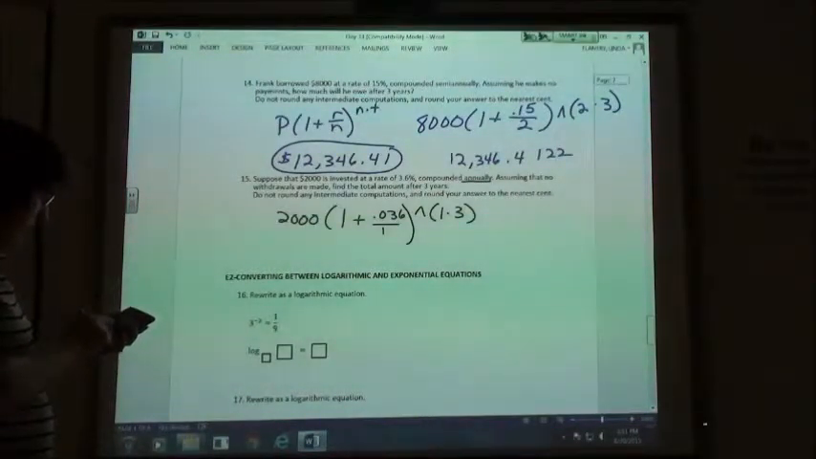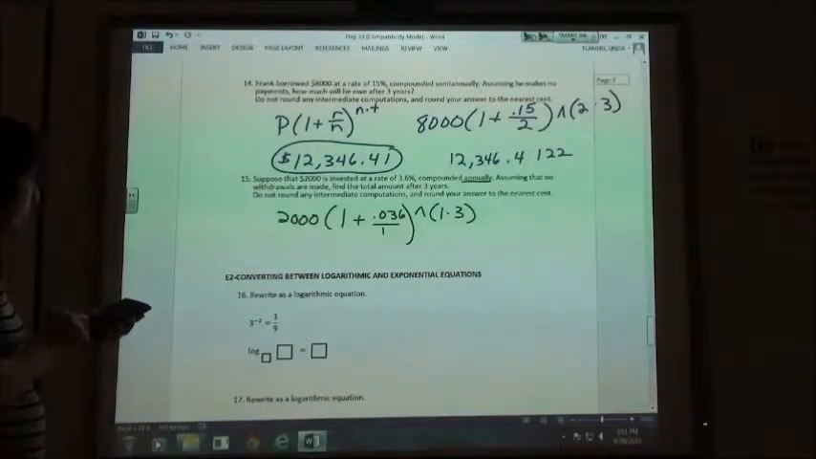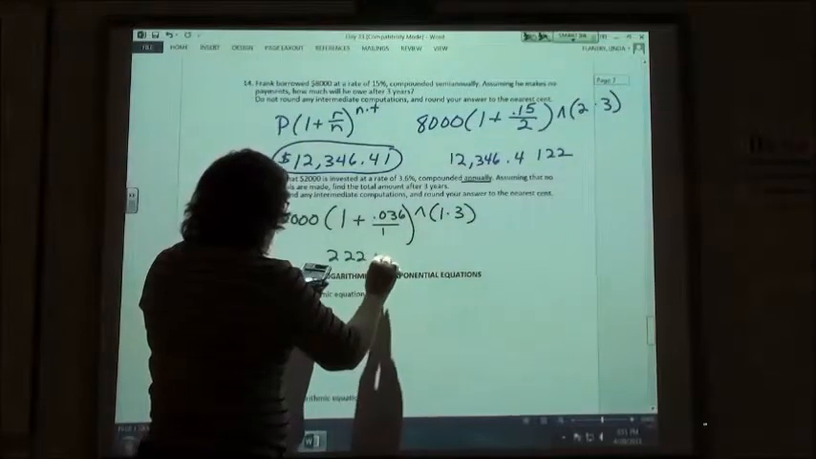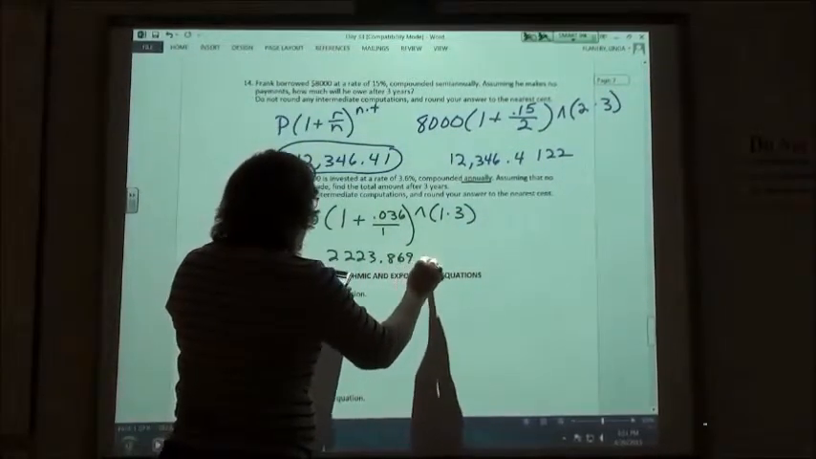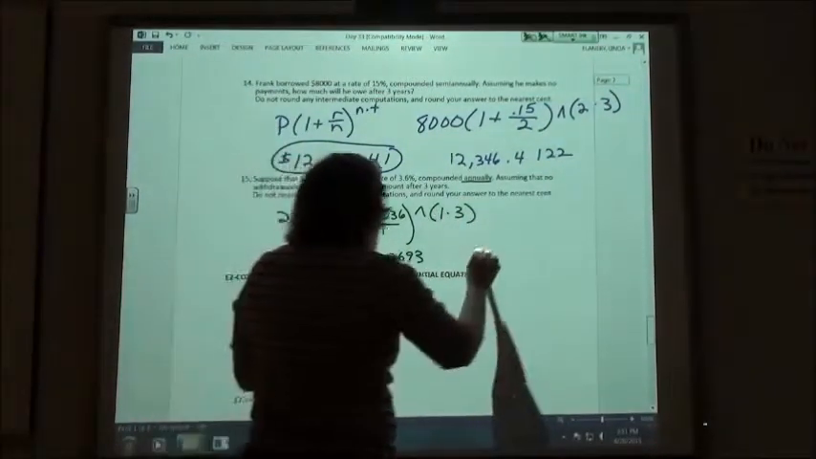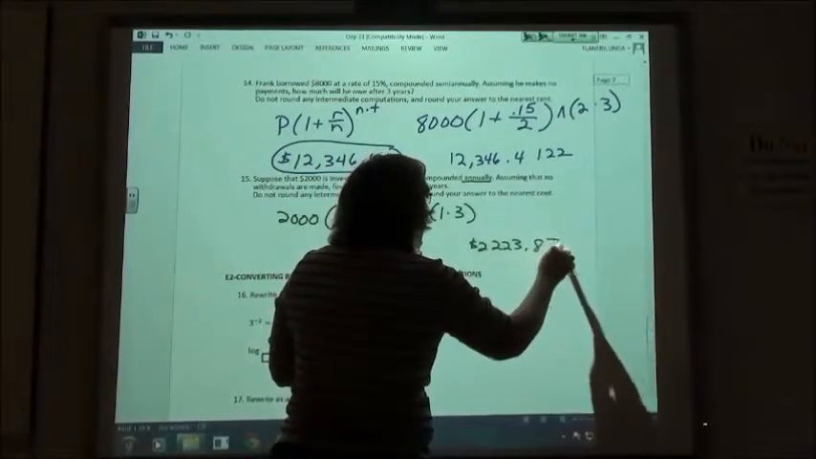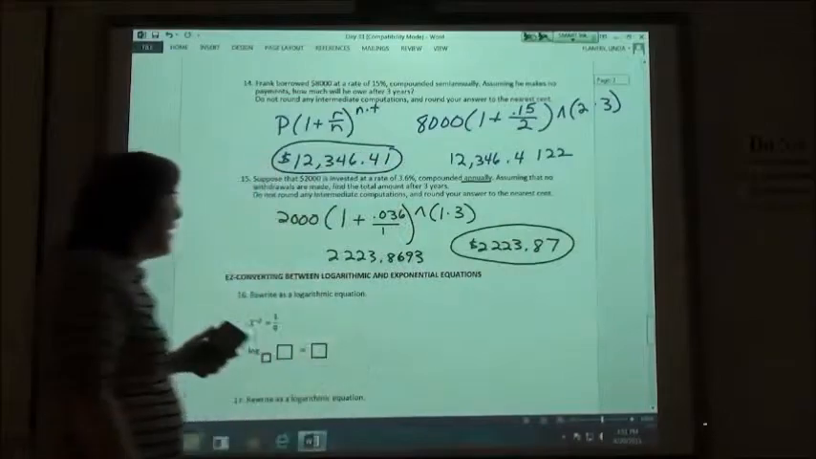2,000, parenthesis, 1 plus 0.036 over 1, to the 1 times 3, which is 3. I'm just going to do that. And so I have 2,223.8693, rounding to the nearest cent, $2,223.87, since I have to round that up.